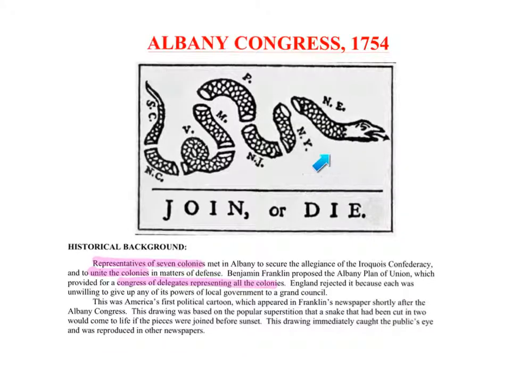Each segment of the snake represents each colony, and the order of the segments illustrates each rank from highest to lowest. The entire snake represents all the American colonies. The caption means that they need to unite to be stronger and not perish.